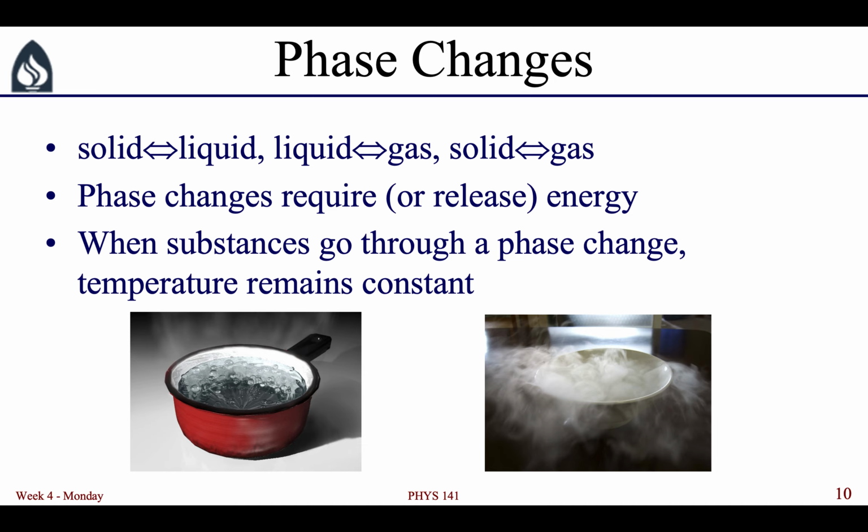Phase changes always require energy or release energy. So if you have a pot of water boiling, you have to add energy in order to get the water to go from a liquid to a gas. If, on the other hand, you take some gaseous steam and condense it, that requires the removal of energy. When a substance goes through a phase change, the temperature remains constant. So when you are boiling water, the water remains at 100 degrees Celsius until all of the water is boiled.